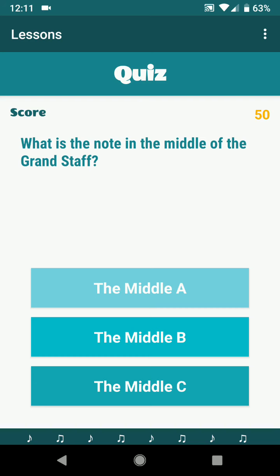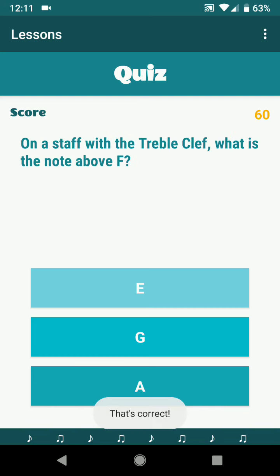What is the note in the middle of the grand staff? The middle C, correct. On a staff with the treble clef, what is the note above F?